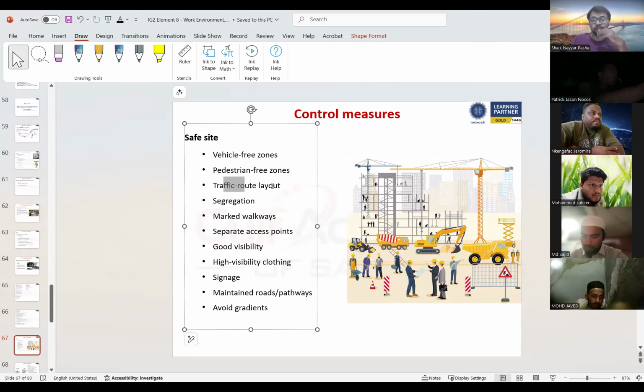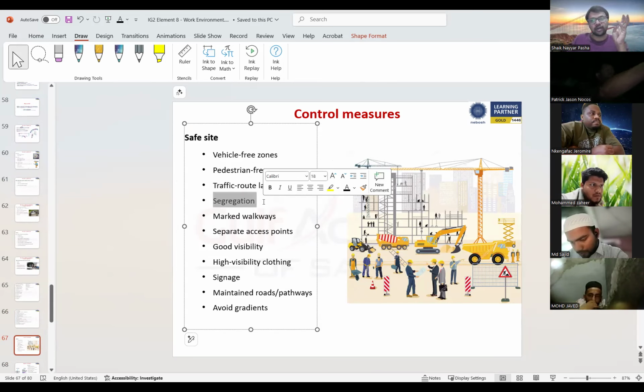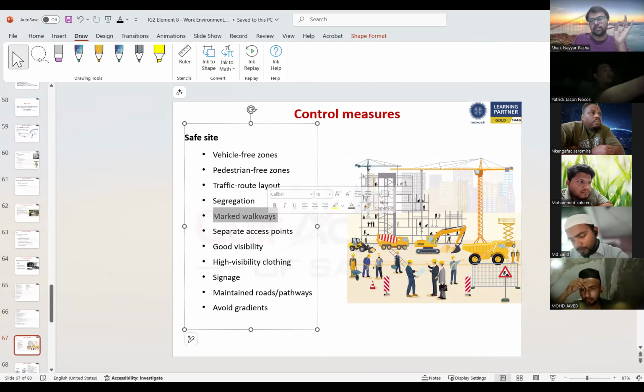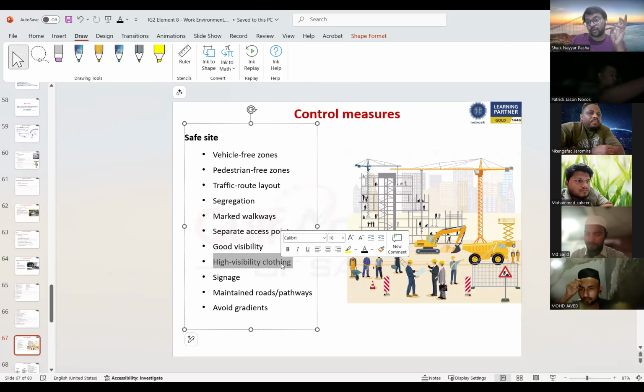Or proper traffic layout, crossing points, traffic signals, segregation with footpaths or marked walkways or physical barriers between the vehicle ways and walkways. Marked walkways, separate access points, entries and exits, good visibility, improve the lighting. Follow speed limits. And particularly when you're working at night time, make sure there is high visibility, high visibility jackets provided, radium jackets, because at night visibility is poor. So to prevent collisions, we should provide high visibility jackets. Install signages to show the direction of travel or speed limits. Install speed breakers.